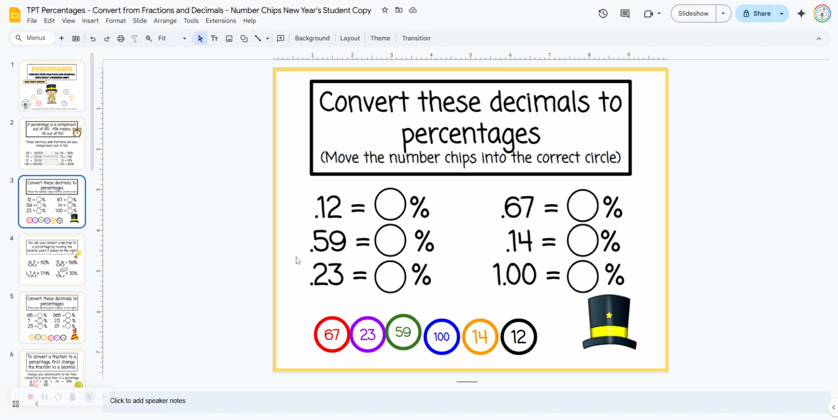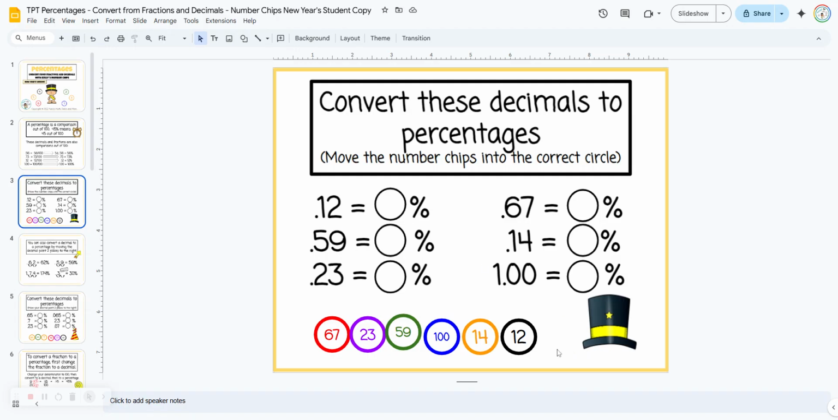So students are going to start on slide 3, and they're going to be moving these number chips into place to show the conversion from decimal to percentage. Now these are all pretty simple. This is a good slide for practicing moving the number chips. Now every slide has every number the students need. So if they get to the end of a slide and the numbers aren't working, they know they've made an error somewhere and they need to go back and check.